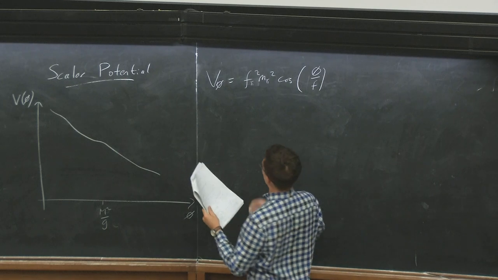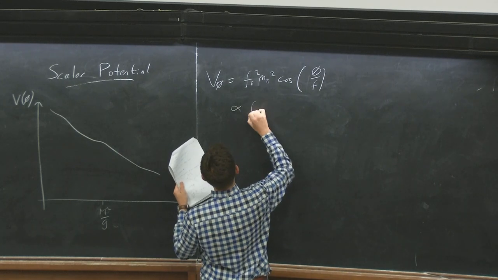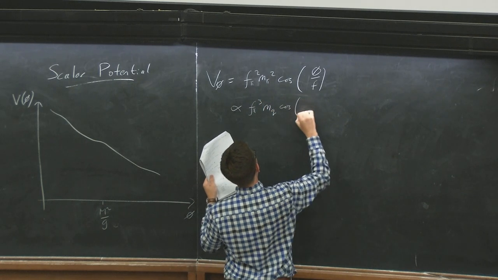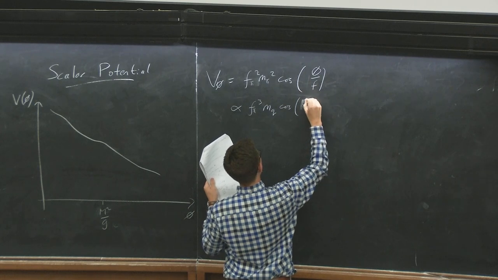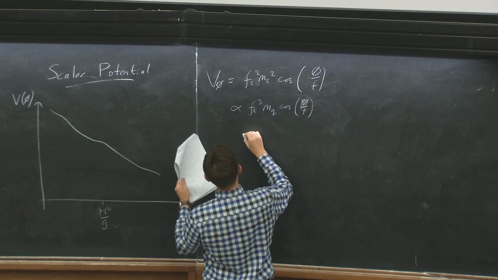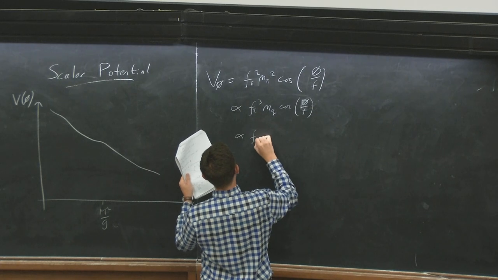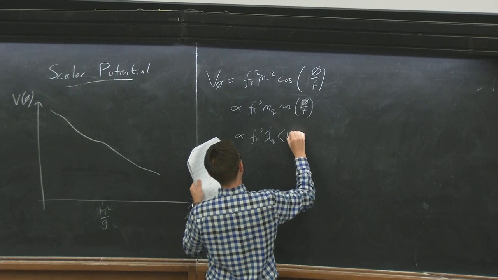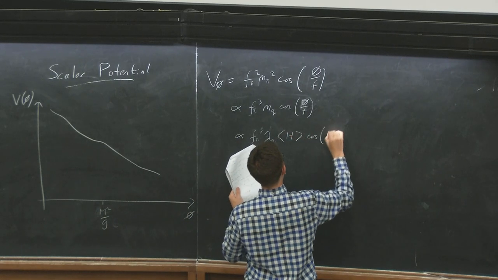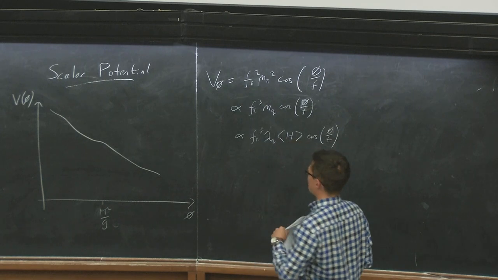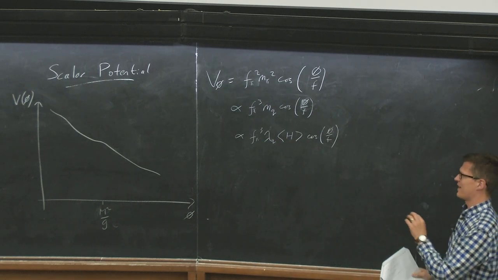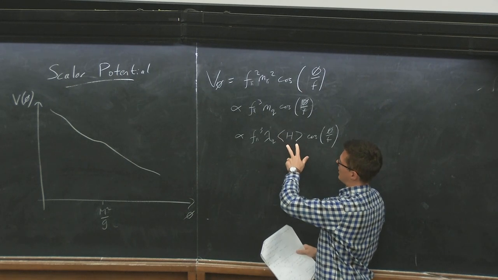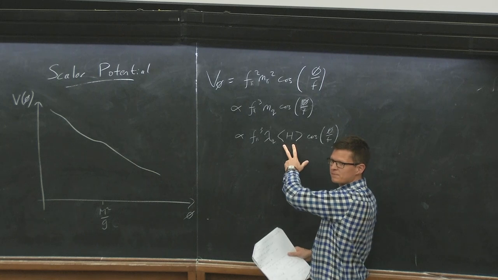So it has to be proportional to something that scales like f pi cubed m quark cosine of phi over f. Which means that it's proportional to f pi cubed times some quark Yukawas, lambda up, down, whatever, the VEV of the Higgs, cosine of phi over f, which tells you that, to a very good approximation, there are tiny corrections to this, but to a very good approximation, the axion potential scales linearly with the Higgs VEV.